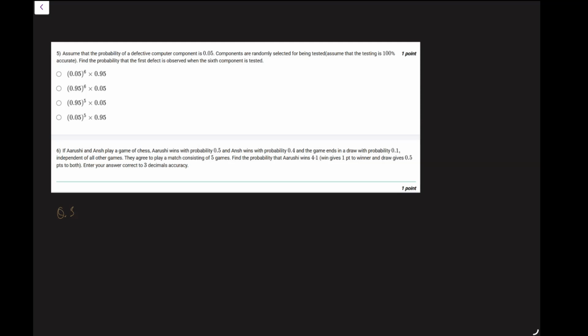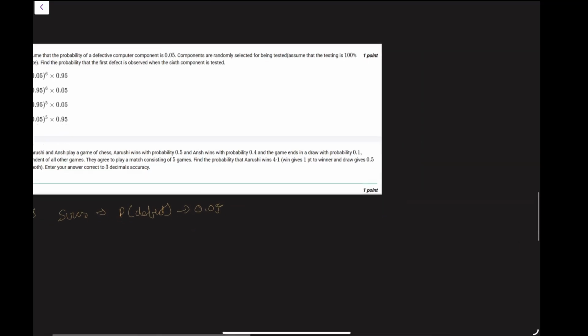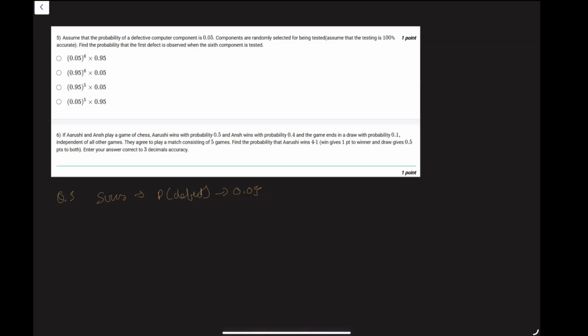Okay, the defective component. So the problem is, it's a classic example of geometric distribution. So this concept helps us find the probability that the very first success, in this case finding a defect, happens on a specific event, which is sixth. So what's the success? Finding a defect. Probability of the defect is 0.05. Okay, that's what we know. Now, second is failure. What's your failure? Failure is probability of no defects. That is going to be 0.95.